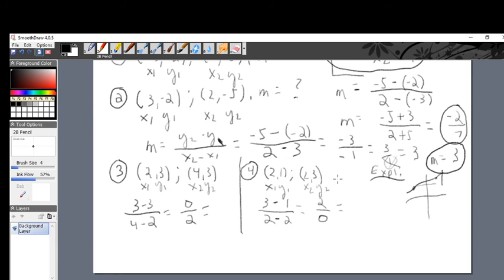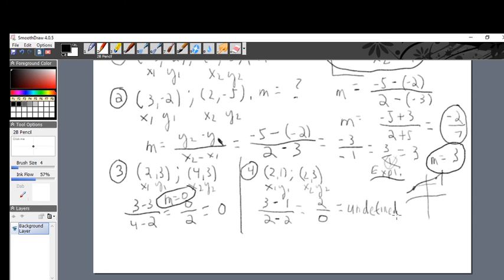So, what's the final answer for this? The final answer is 0. The slope is equal to 0. That is the answer, because 0 on top in the numerator divided by 2 is 0. We've talked about this before. But what if you have a 0 in the denominator? Not in the numerator, in the denominator. Then you have to answer that the slope is undefined. A whole different story.